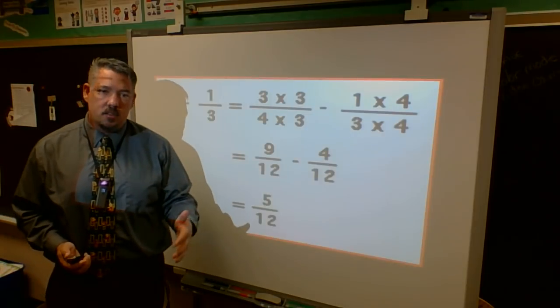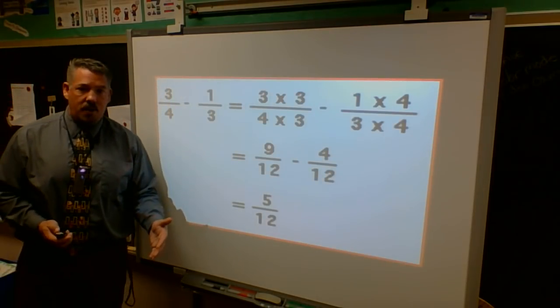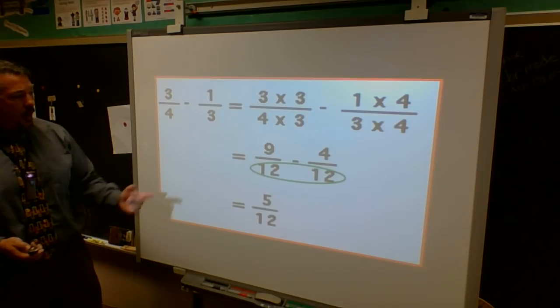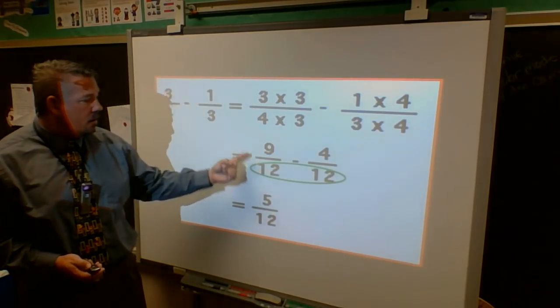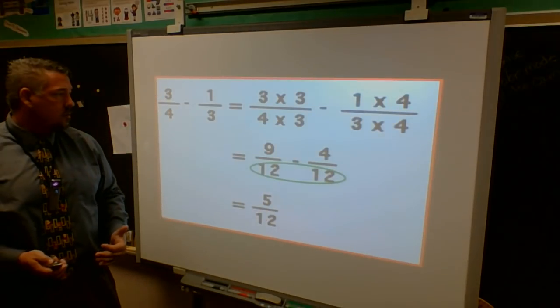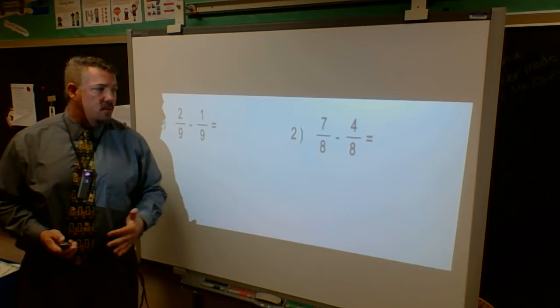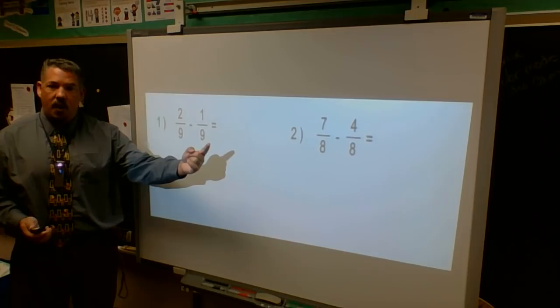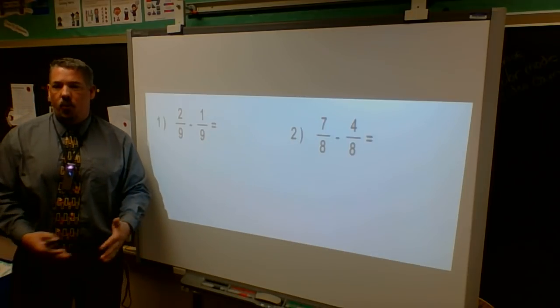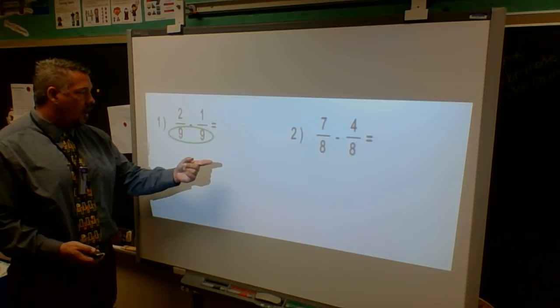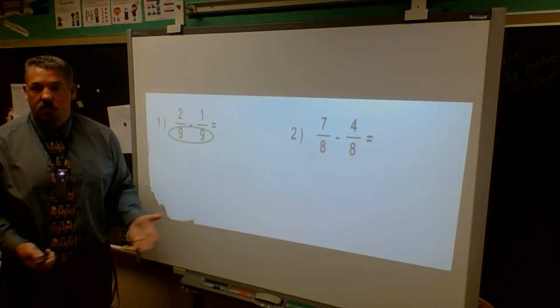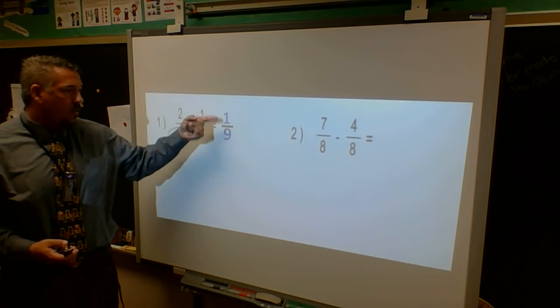Well, what about subtraction? Subtraction works the exact same way. When I look at it, I have to make sure I have a common denominator. And once I have a common denominator, then I can subtract my numerators. It works exactly like the addition does. So when I look at the first two that I've given you, I've made them easy for you, common denominators. So I know I'm going to keep the denominator of 9 and then just subtract my numerators. And 2 minus 1 is 1. So I know that's 1/9.